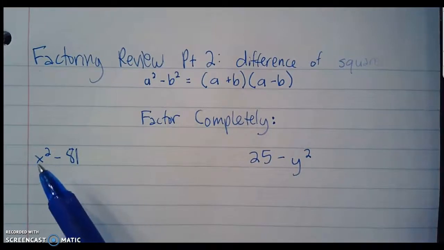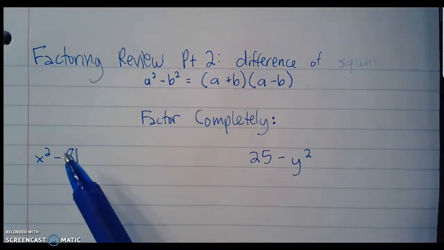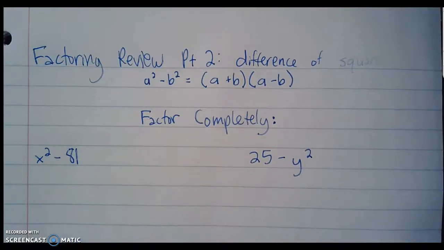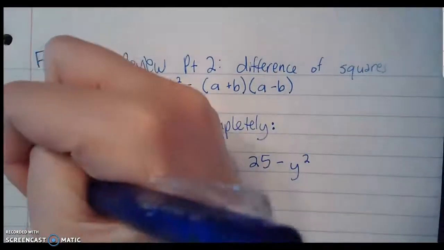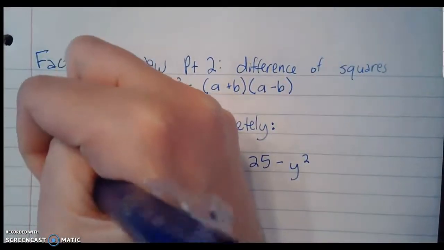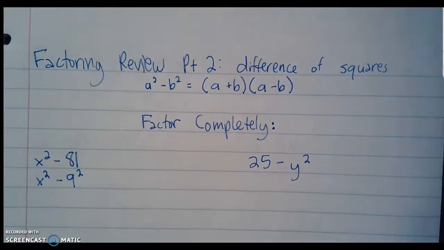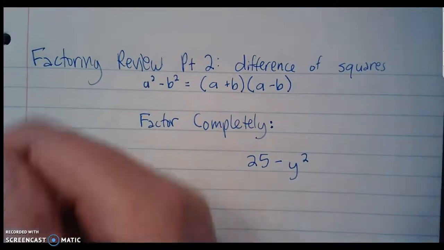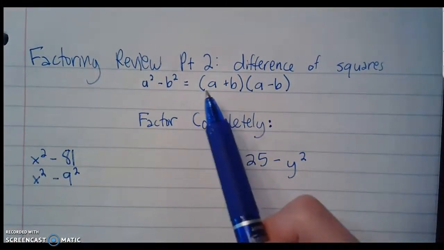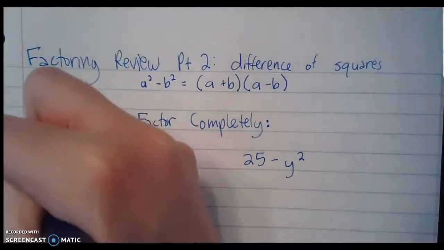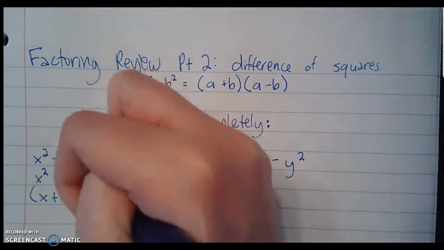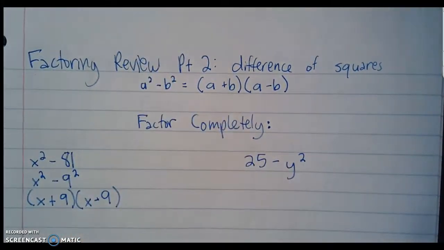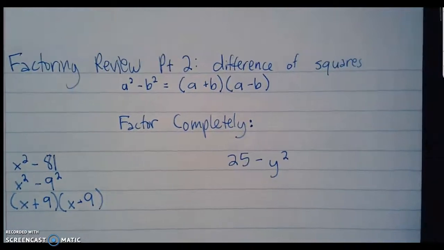Well, it's a difference. X squared minus 81, I've got subtraction. And then are we talking about perfect squares? Well, x squared is a perfect square. And 81 is also a perfect square. 81 can be rewritten as 9 squared. So yes, I do have the difference of squares. So I'll use my rule. A plus b, a minus b. So that becomes x plus 9 and x minus 9.